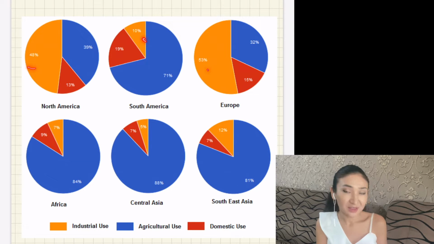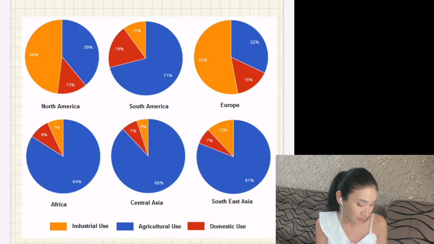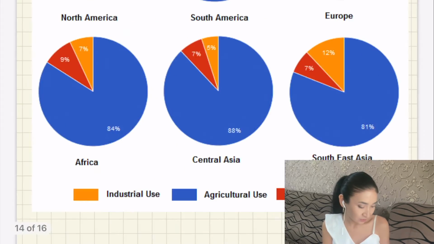So we describe it, and further we can't just describe the others in the way of reporting everything how they are. We have to compare them with each other. That's why I decided to go with this orange color, which is industrial use, because it's the second one which is in majority in this pie chart. So I go with this orange color, which is industrial use.